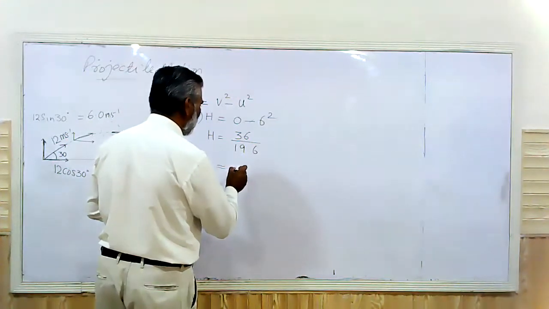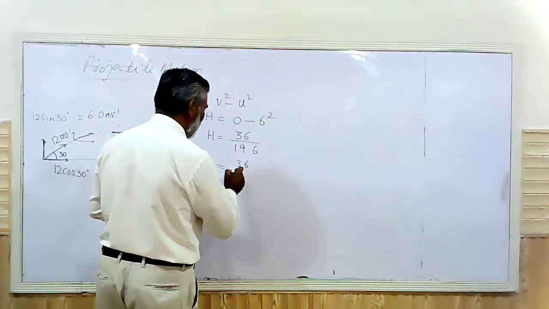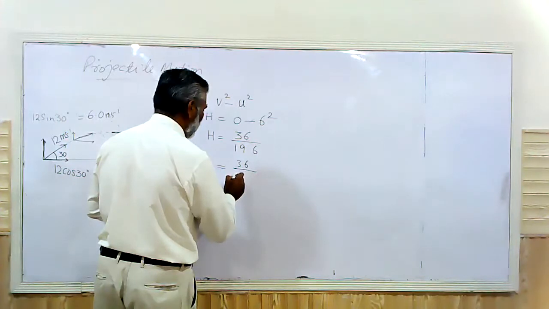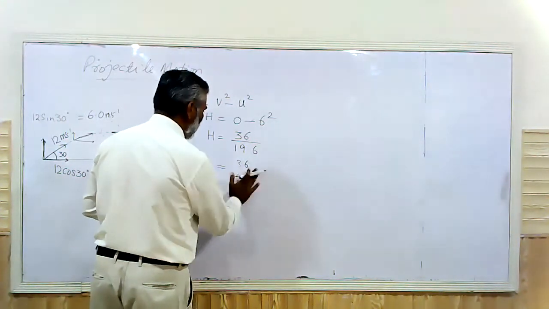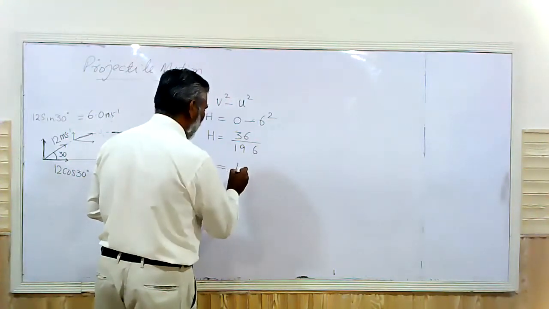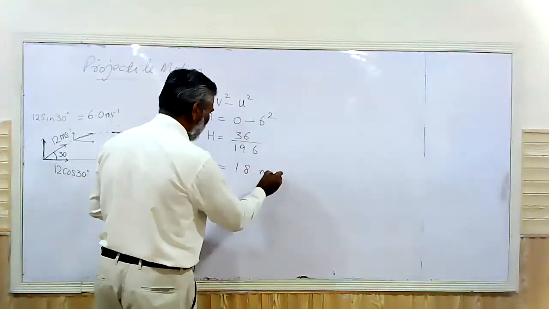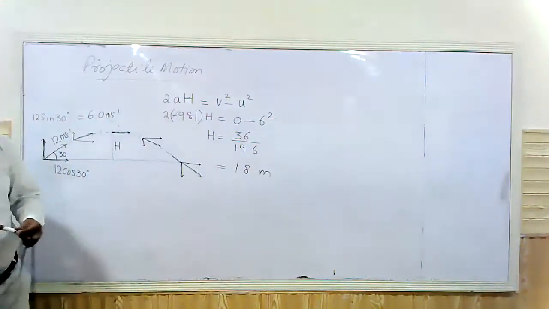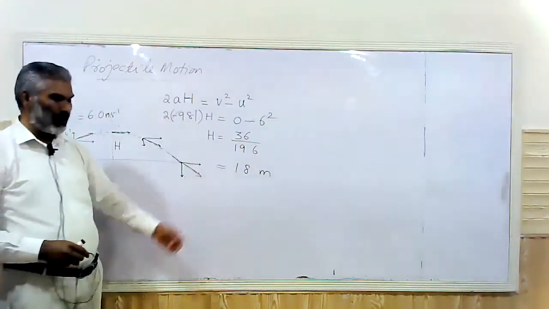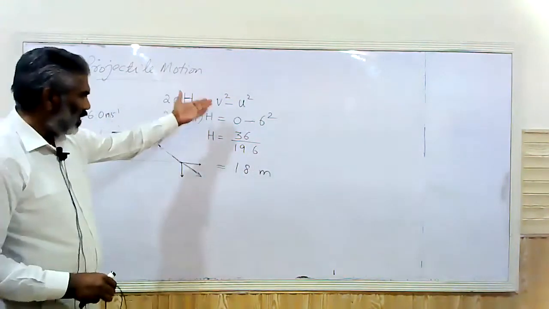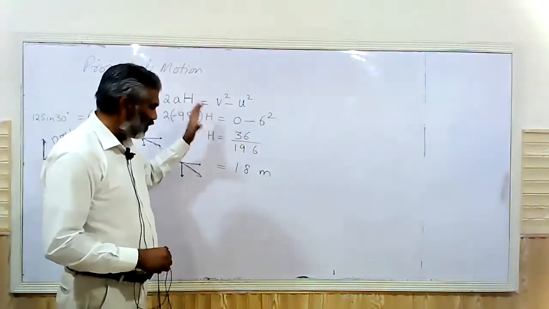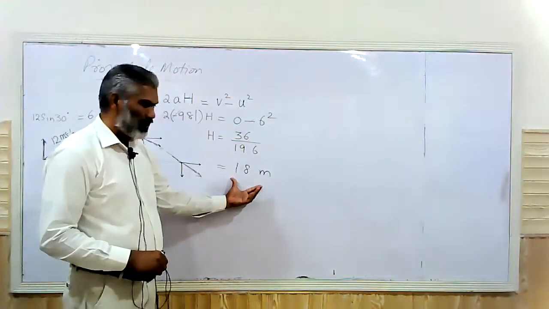If I make it something like 36 over 2 into, yes. So this is approximately 1.8 meter. You can check this calculation. It might be a slightly different number, but this is what the formula is, and this is how we simplify it, and we get a certain number.